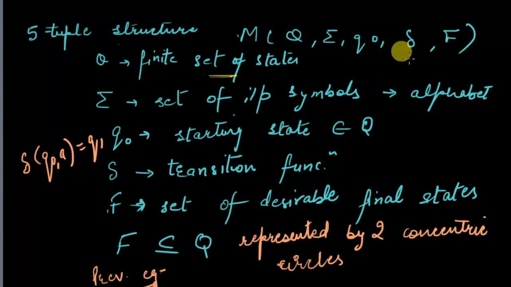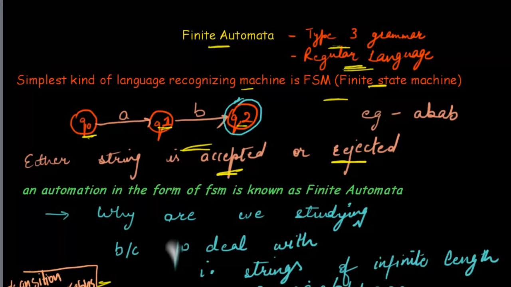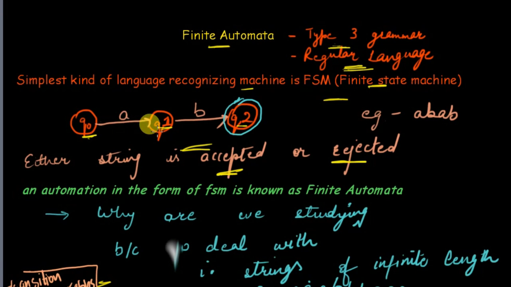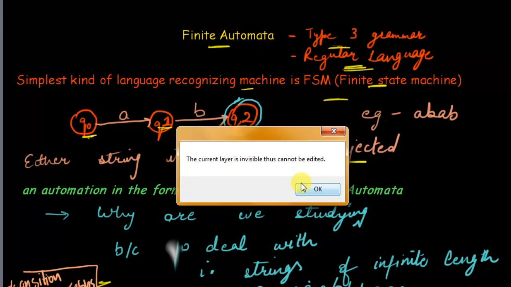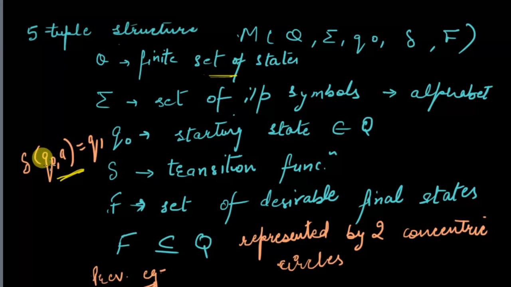Next is Q0. It is the starting state which belongs to Q, the finite set of states. Next is delta. It is a transition function, and I can write this transition function for the previous example: when my initial state is Q0 and the input is A, it gives me the next state Q1, which can be represented by Q0 A gives Q1. Next is F, the set of desirable final states, which also belongs to Q.